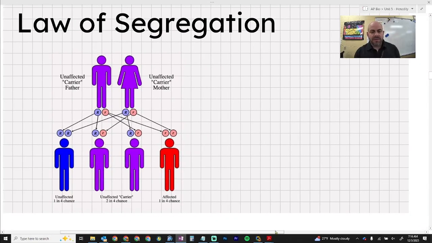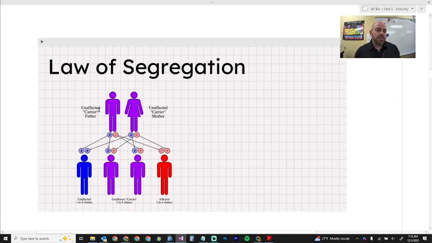Even though the recessive allele doesn't express itself if there's a dominant around, the recessive and the dominant alleles segregate from one another. When do they do that? They do this during meiosis 1, right, when homologous pairs separate. So this goes back to meiosis.